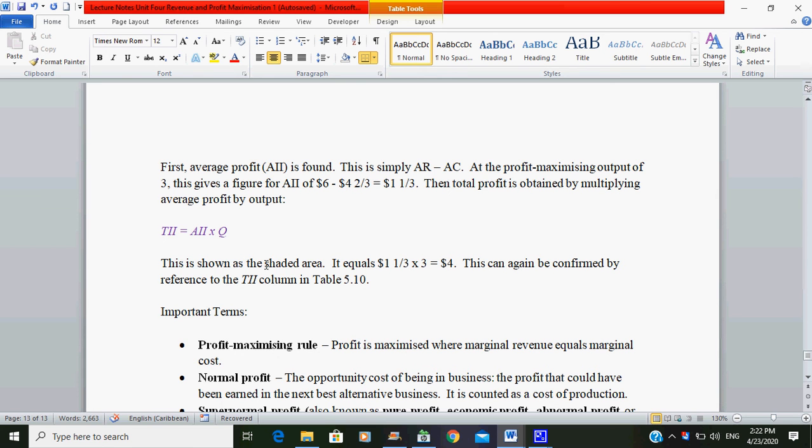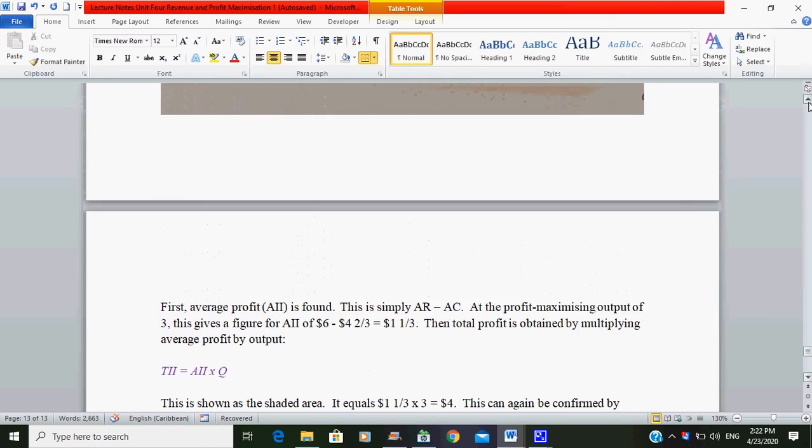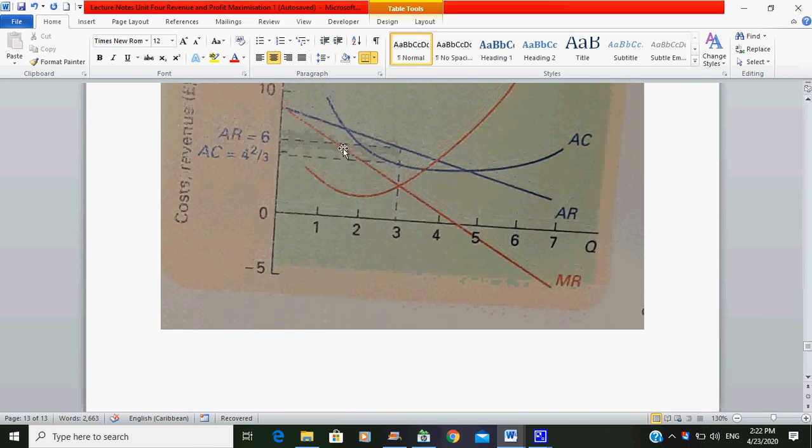This is shown as a shaded area. It equals 1 and 1 third times 3, which is equal to what? 4. This can again be confirmed by reference to the total profit column in table 5.10. Alright? So this shaded area is where what? Profit is made. Good.